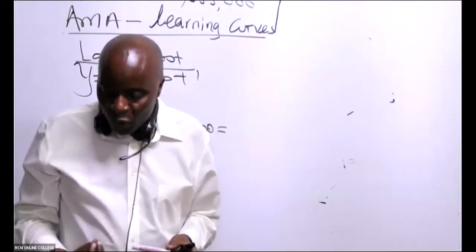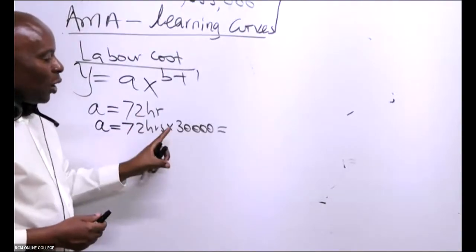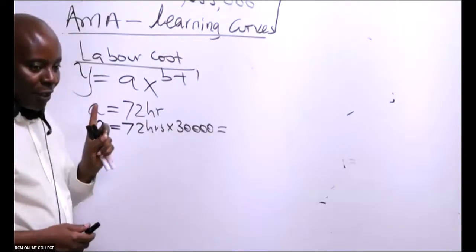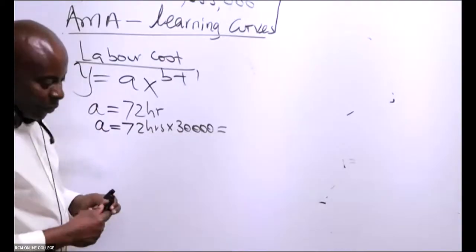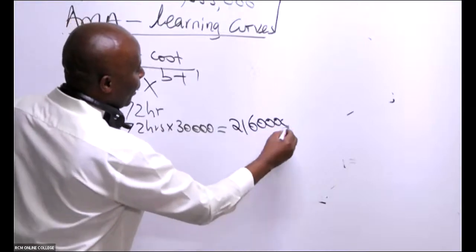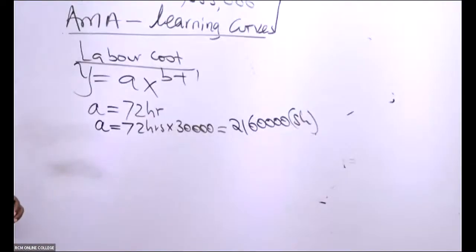And you're the ones who have told me that if this is going to take 72 hours, each hour costs how much? So what is 72 times 30,000? Somebody give me an answer. 2,160,000. So this is your A in terms of what? Shillings, not in terms of hours.